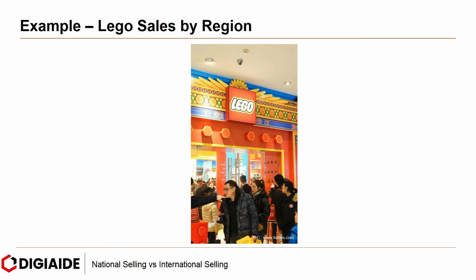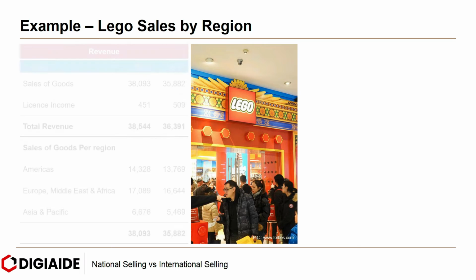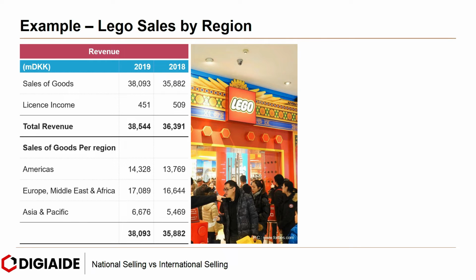The next and the final example is Lego sales by region. Lego itself witnessed an increase in their sales from 2018 to 2019, roughly about 3 billion Danish krone. As far as sales of goods per region is concerned, the maximum sales can be attributed to the EMEA region, that is Europe, Middle East and Africa, which was about 17.08 billion Danish krone. At the same time, America has also witnessed an increase from 13.7 billion Danish krone to 14.3 billion Danish krone.